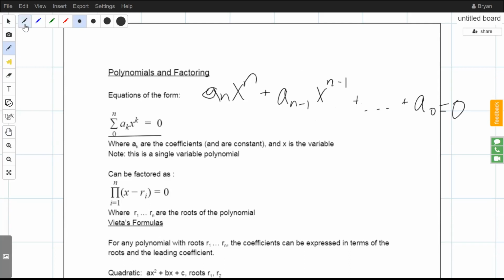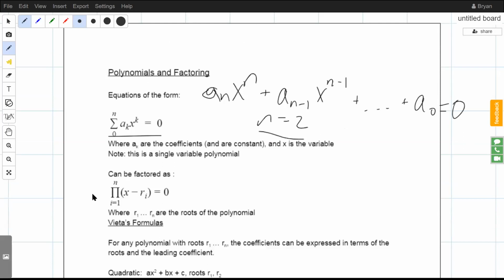And you've probably seen something like this before in your math classes, although usually they only go up to n equals 2 as generally the limit they teach in school. Sometimes they go to 3. But in general, this is the form of a polynomial.